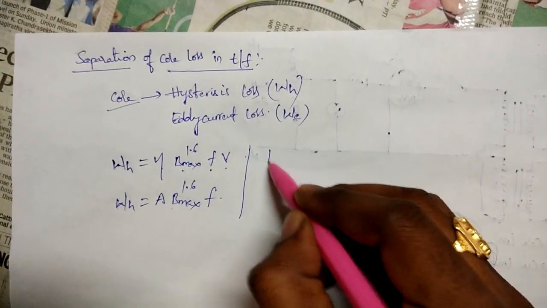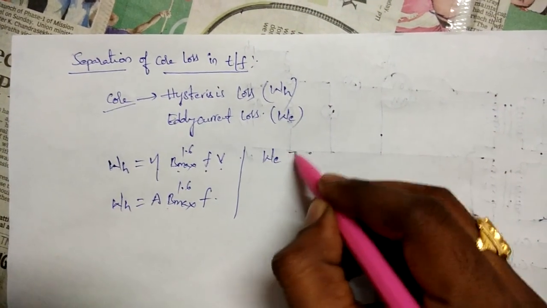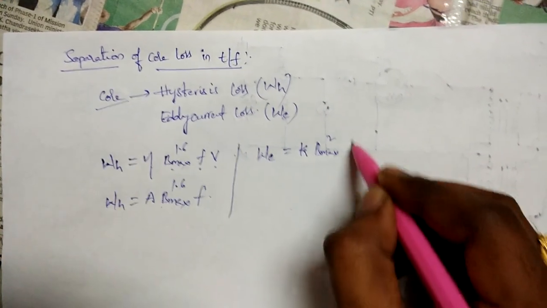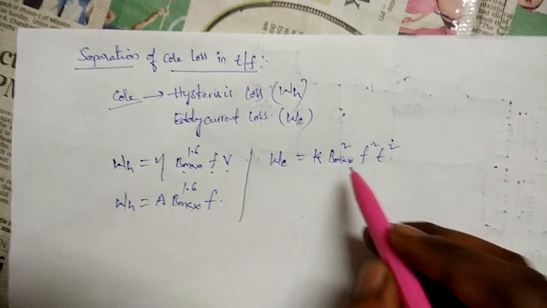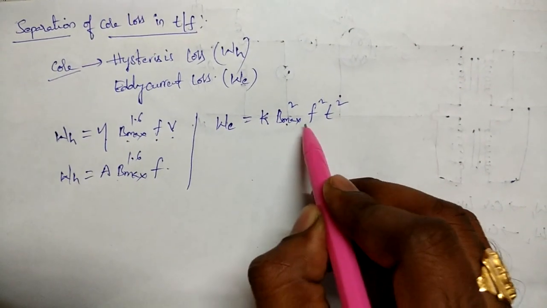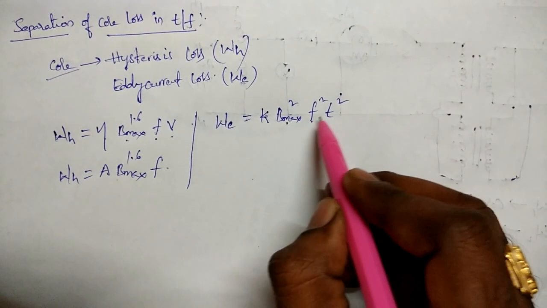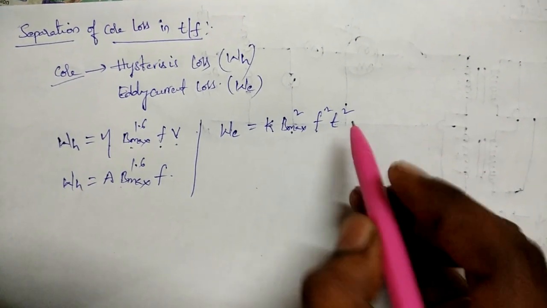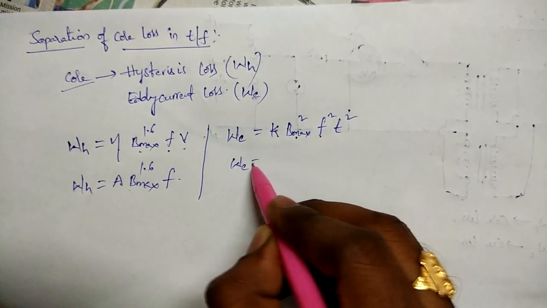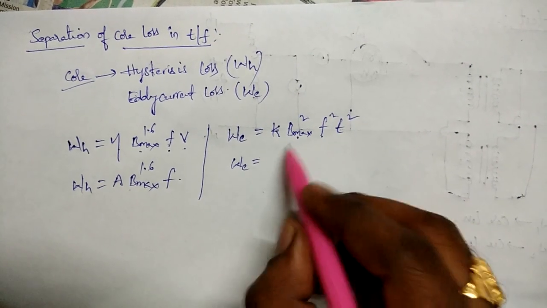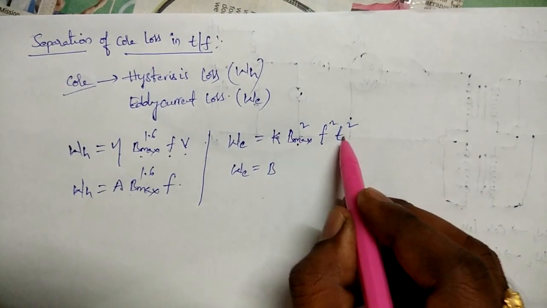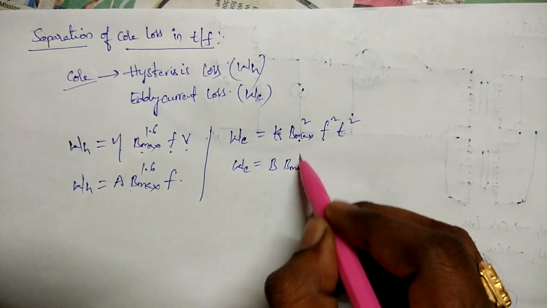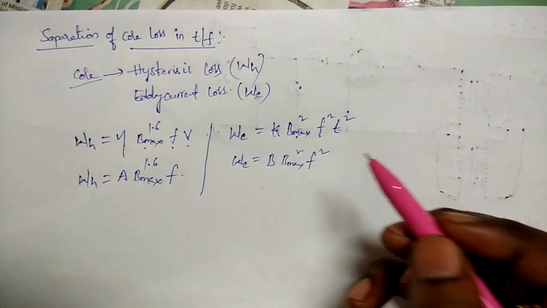Similarly, eddy current loss is some constant K times Bmax whole square, F square, T square, where Bmax is the maximum flux density, F is the frequency of supply, and T is the thickness of lamination. So WE, the eddy current loss, is equal to some constant B, since thickness and K are constant, times Bmax square into F square.